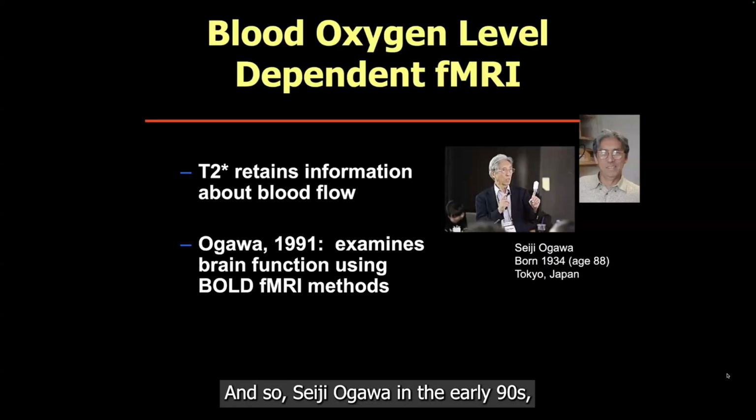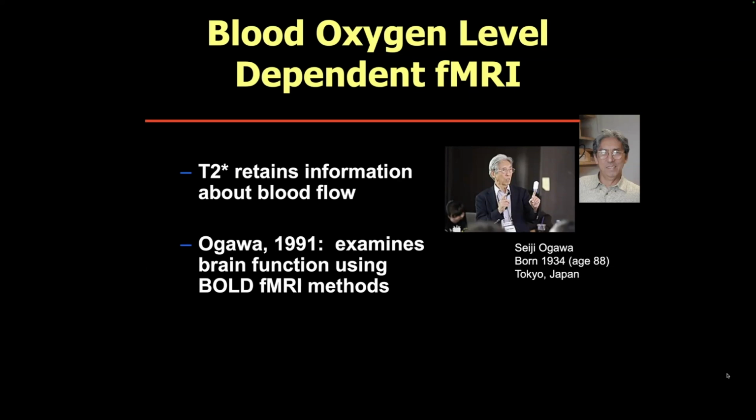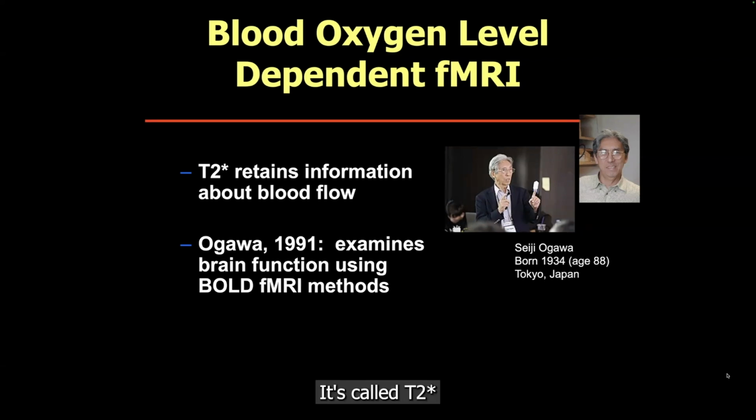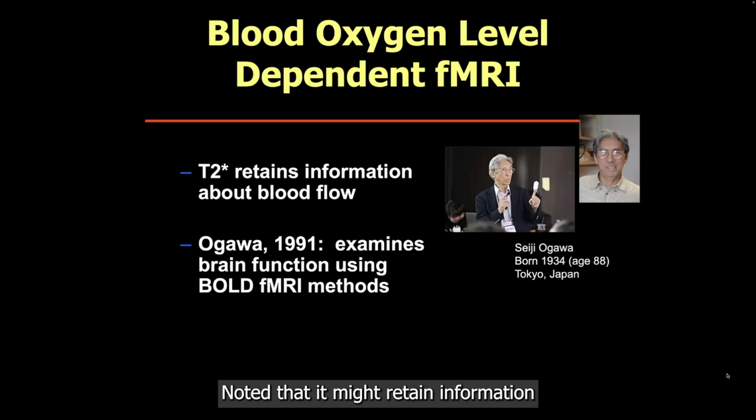And so Seiji Ogawa in the early 90s examined this using an MRI sequence. It looks like a structural brain scan, it's called T2 star, and he noted that it might retain information about blood flow, which could be very important to examine physiology, and therefore examine brain function using BOLD fMRI methods.